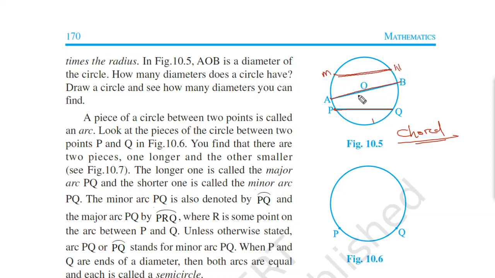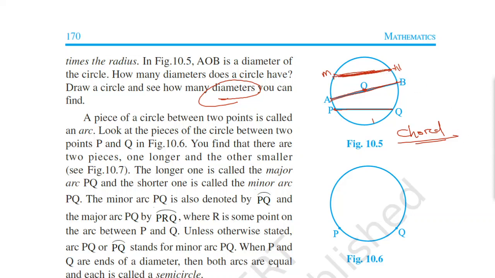The largest chord will be the diameter, or the chord which passes through the center will be the diameter. You can write the definition of diameter: the largest chord is the diameter, or, the second definition, the chord which passes through the center is called the diameter. And the definition of chord I have already told: it is a line segment whose end points are on the circle.